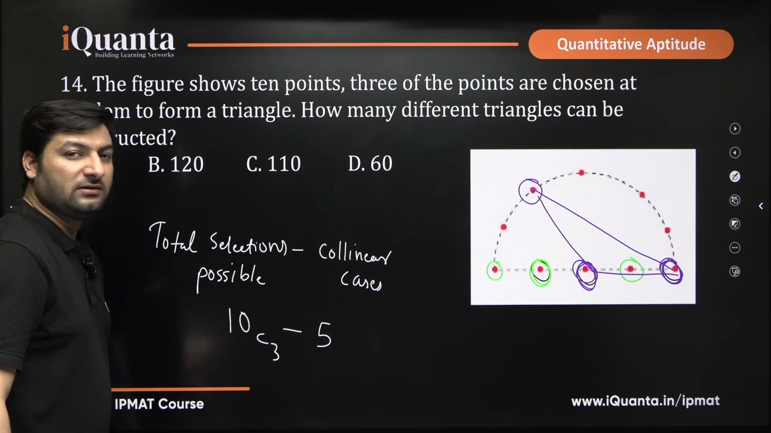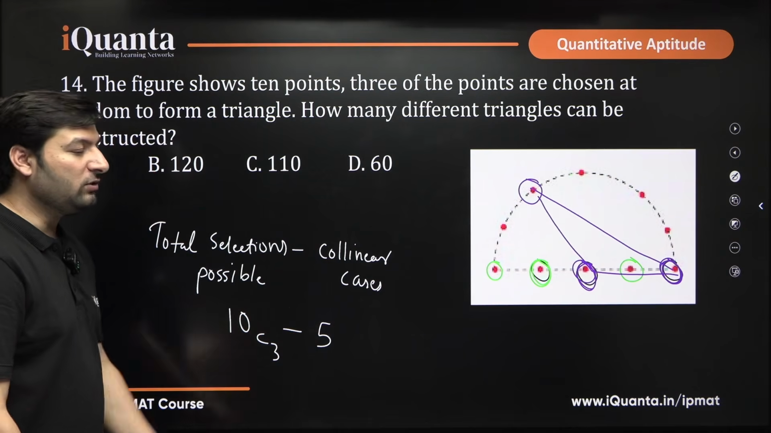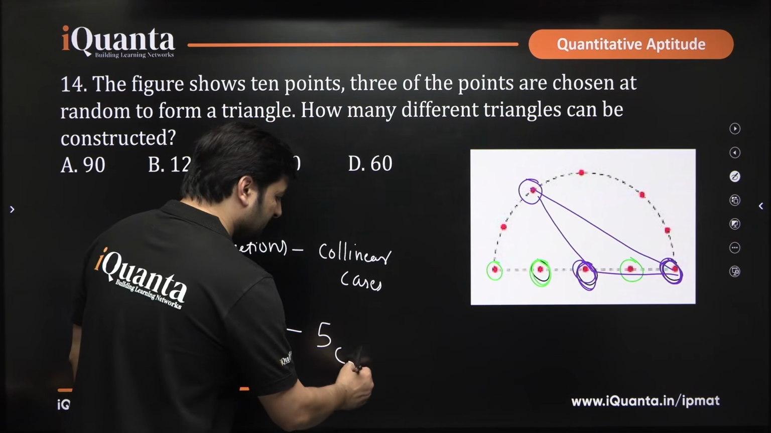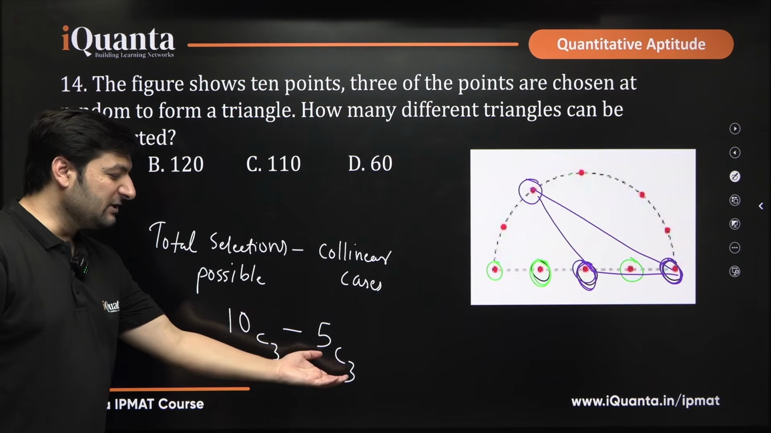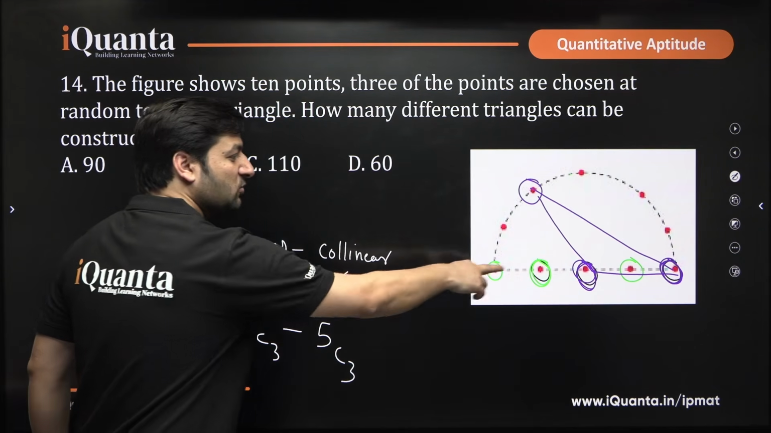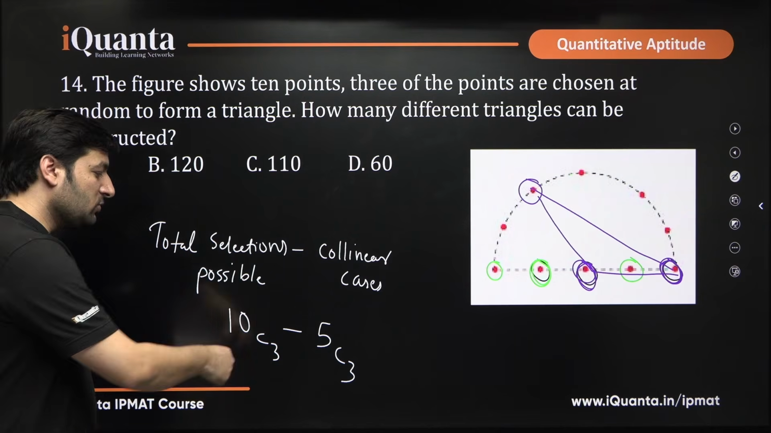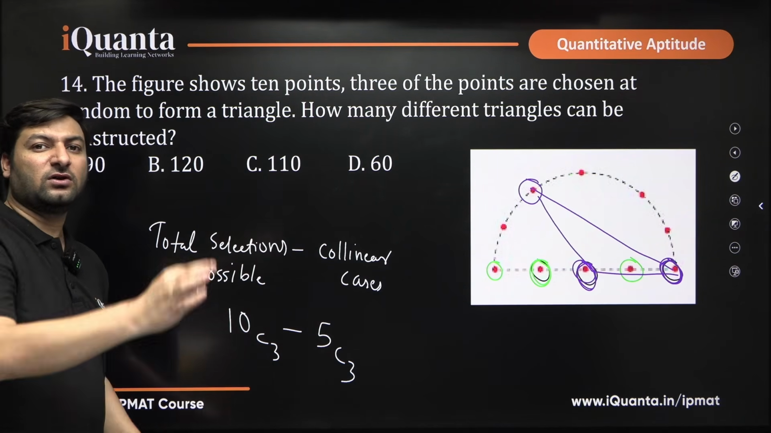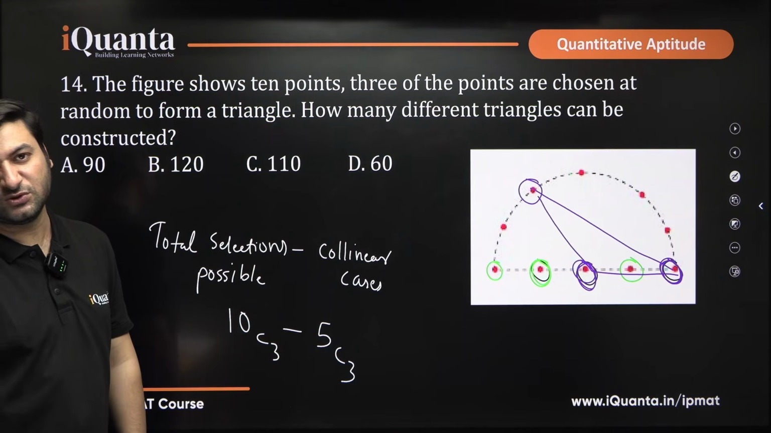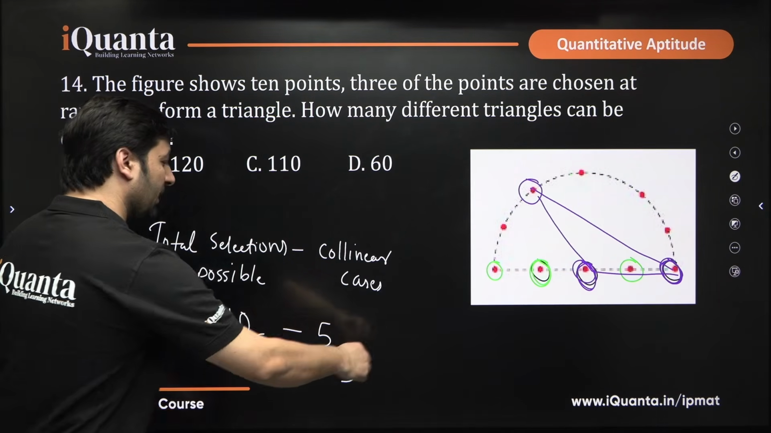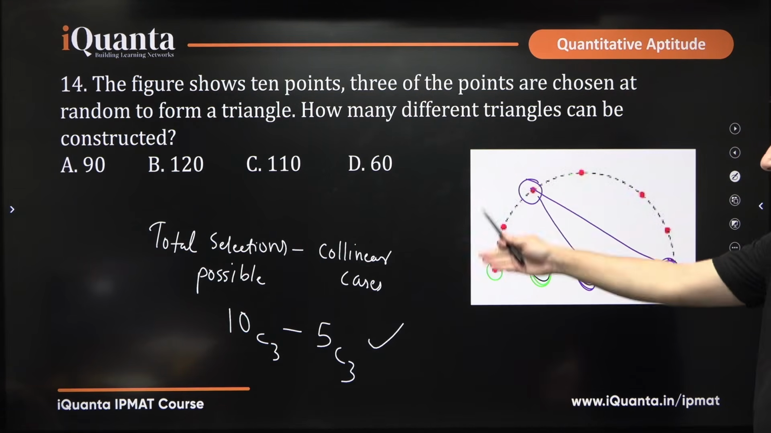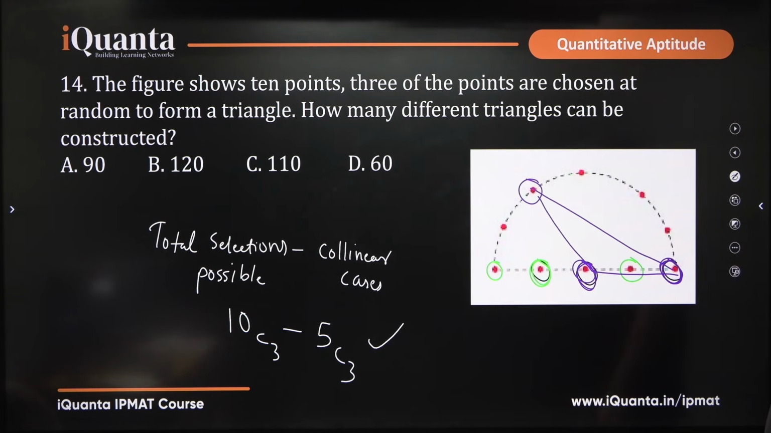From the 5 collinear points, to form a triangle you have to choose 3 points. So the total number of ways is 5C3, and this gives all those cases in which I can choose any 3 points out of these 5 collinear. So from the total number of selections, you reduce the collinear cases that can be chosen because they will not form a triangle. We don't want these, and whatever comes out, that's your answer. I hope that is clear. You can solve and find out the answer.